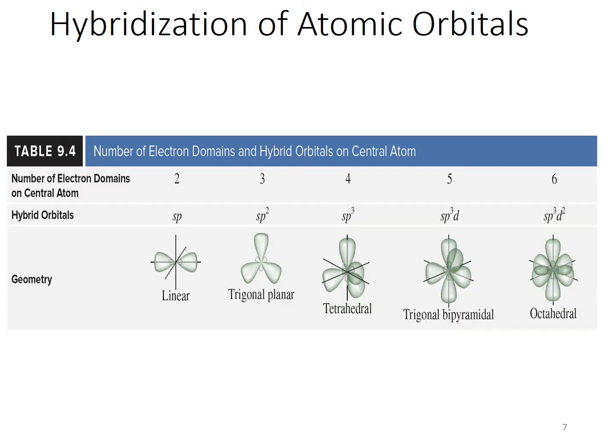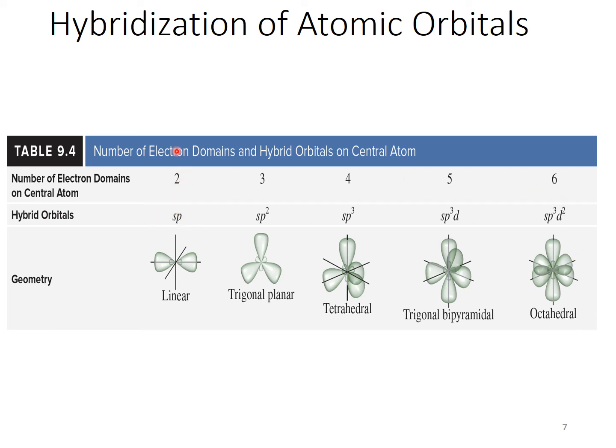Okay, so this is what this looks like. This is the summation of everything we talked about here. The number of electron domains of the central atom, whether it's 2, 3, 4, 5, or 6. This was linear, trigonal planar, tetrahedral, trigonal bipyramidal, and octahedral. The hybridized orbitals that are needed in order to do these geometries are shown here.